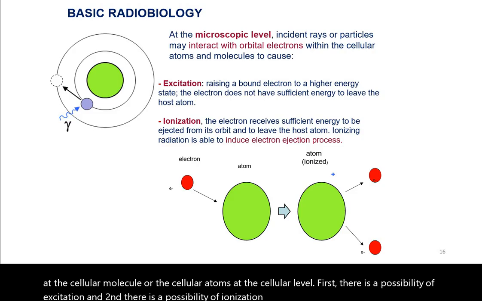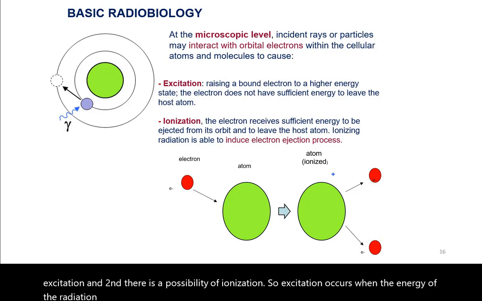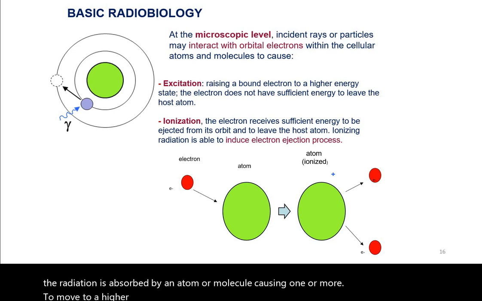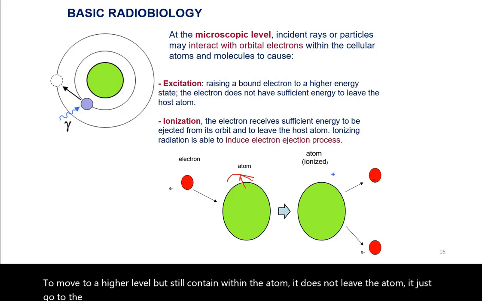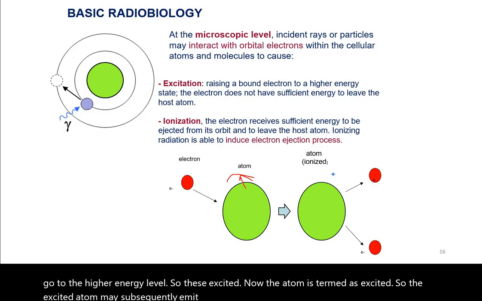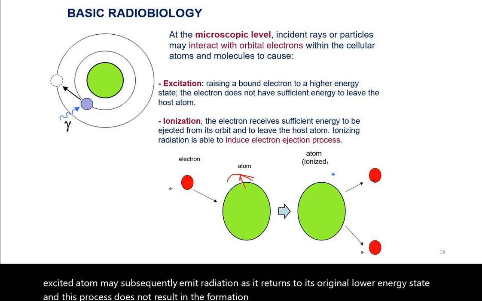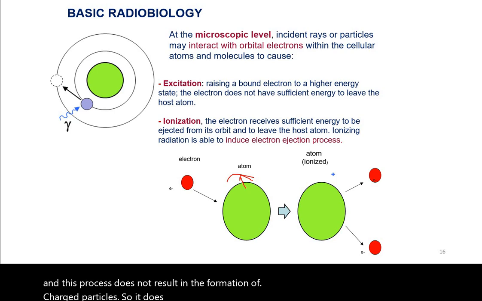Excitation occurs when the energy of the radiation is absorbed by an atom or molecule, causing one or more electrons to move to a higher level but still contained within the atom. It does not leave the atom. It just goes to a higher energy level. So now the atom is termed excited. The excited atom may subsequently emit radiation as it returns to its original lower energy state, and this process does not result in the formation of charged particles. So it does not produce positive ions and negative ions due to the excitation process.